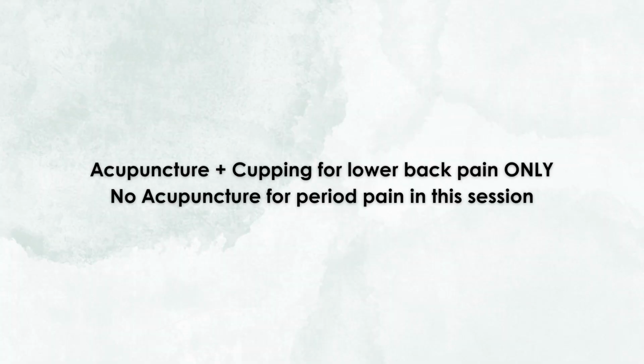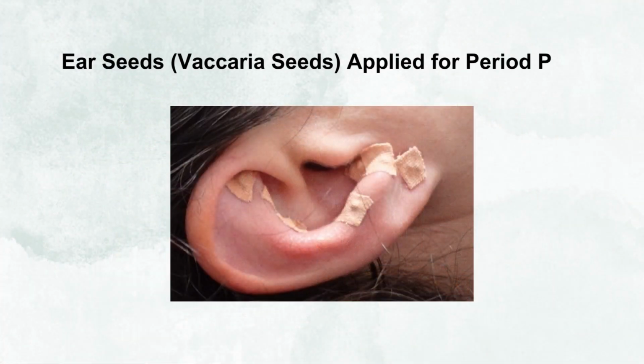During this session, we used acupuncture in conjunction with cupping to treat low back pain, but we didn't perform acupuncture for Nina's period pain to avoid interference with the acupressure points for her lower back. However, we did apply the E-seating technique to address her period pain issue, as shown in the photo. The reason we didn't combine acupuncture for period pain and cupping for lower back pain in the same treatment session is that they can interfere with each other's effects.